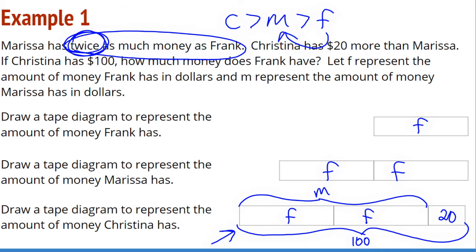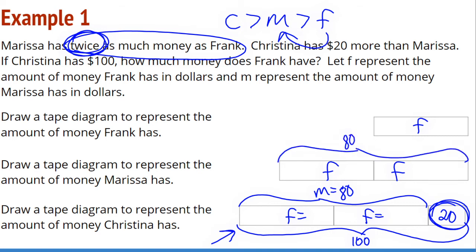Well, here's the $20 that Christina has more than Marissa, and I can see that if I have $100 and I take off 20, Marissa is going to equal 80. And I've got Frank here, so Marissa's 80, and Frank is half of Marissa. So I find 80 divided by 2, and I find out that Frank has a value of 40. He's got $40.